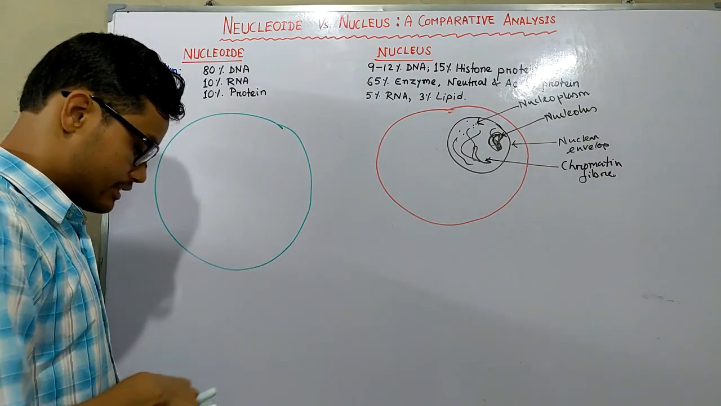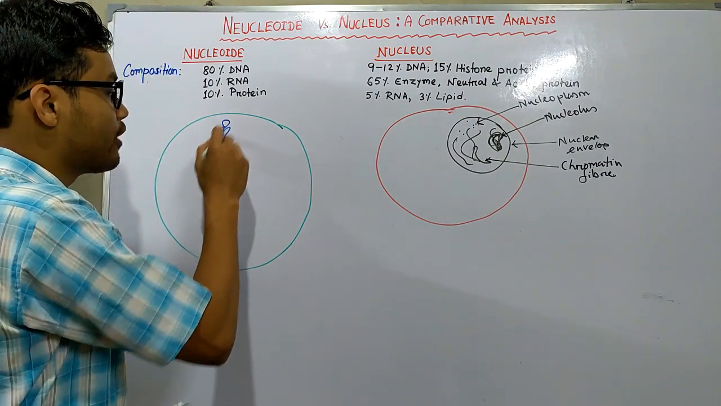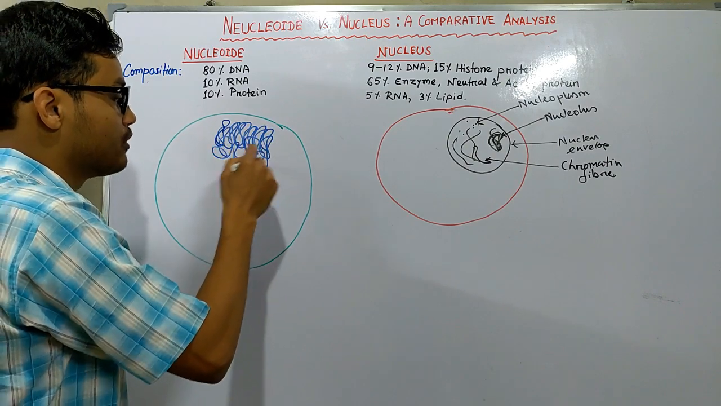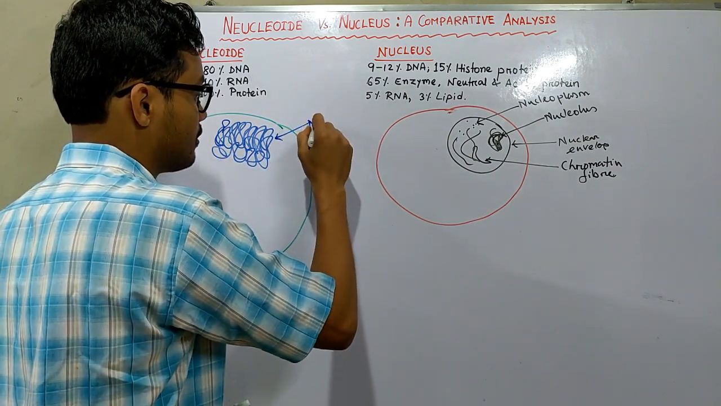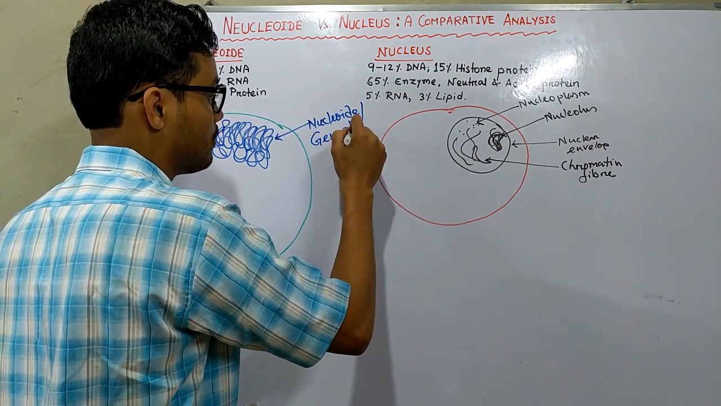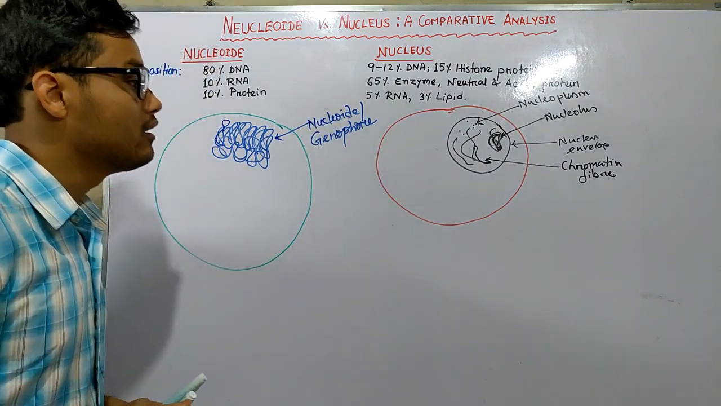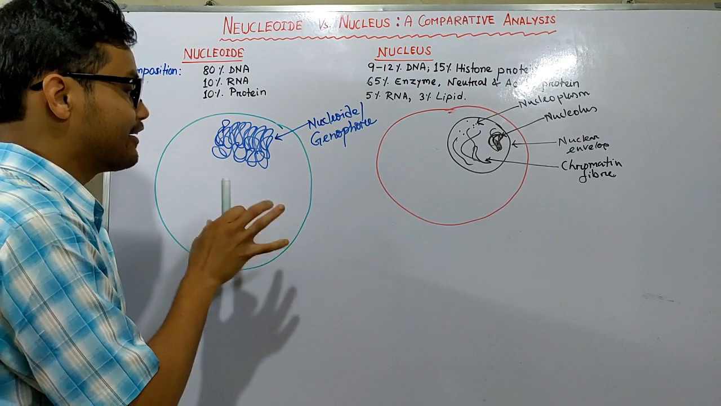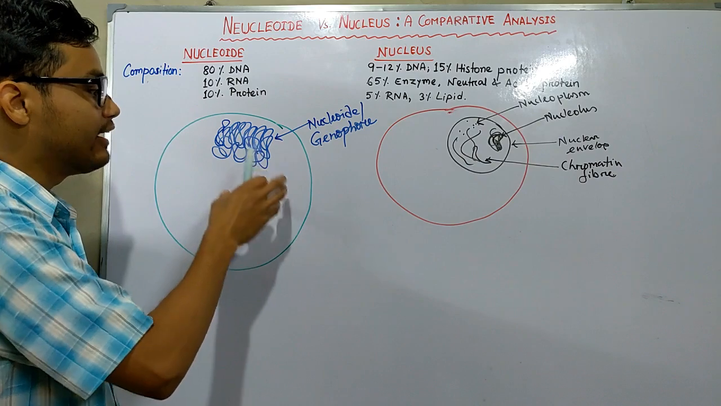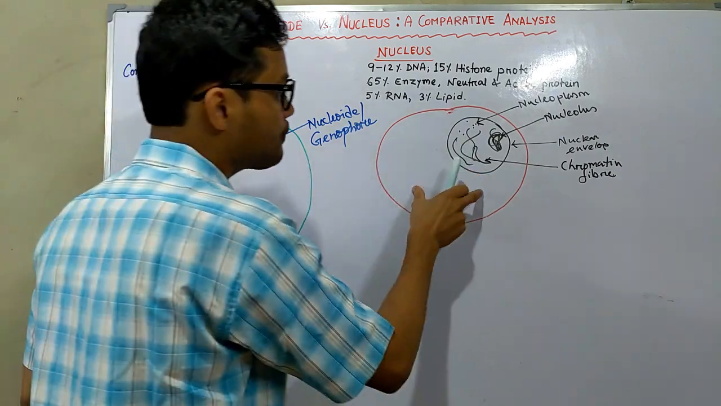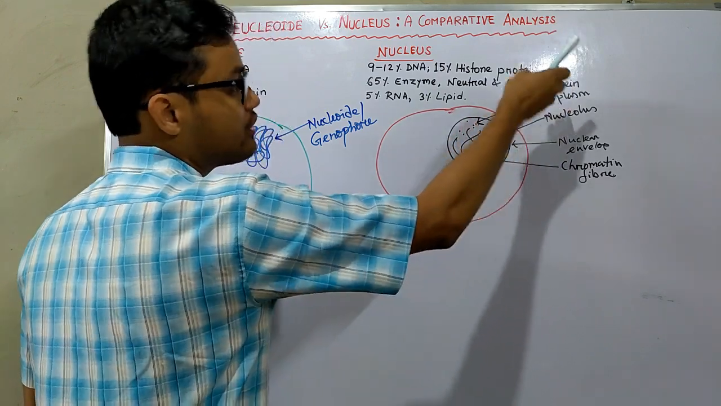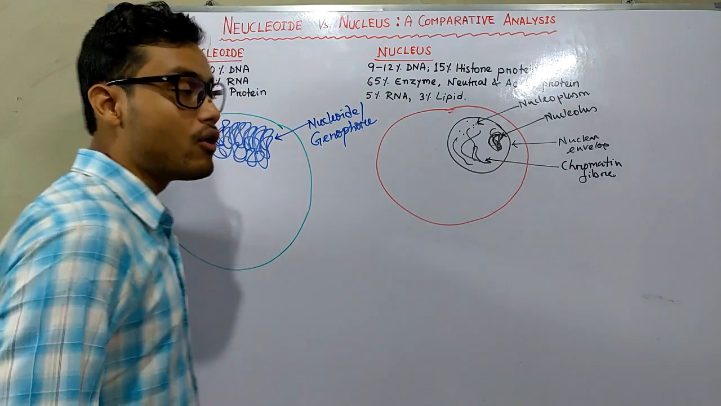Rather, there is some region where the DNA is coiled up and it resides somewhere in the cytoplasm, known as nucleoid or genophore. So you see here, in case of prokaryotic cell, we have nucleoid or genophore, that is the DNA coiled up in the cytoplasm, and in case of eukaryotic cell, a clear nuclear envelope is present, in which nucleolus, nucleoplasm, and chromatin fiber are also present.